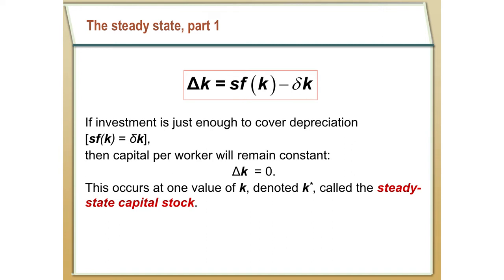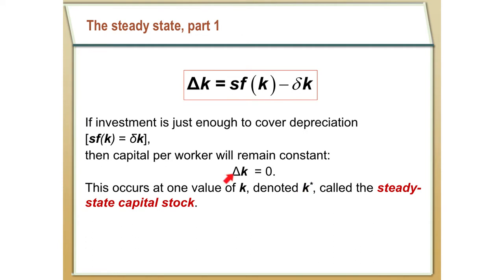So this is going to occur when the capital stock stops changing. In other words, the delta k is equal to zero. So when the delta k is equal to zero, we are in long run equilibrium, called steady state. Whenever you see this little k star, the star tells you that this is a steady state or equilibrium value of the variable.